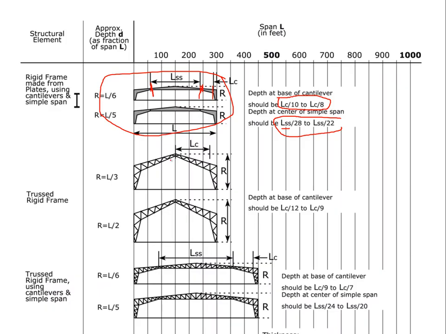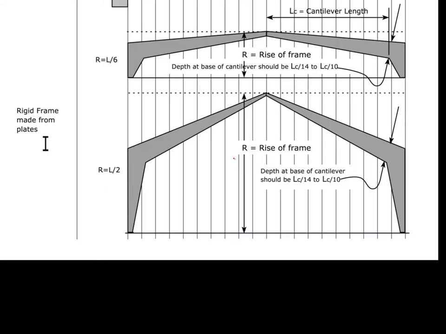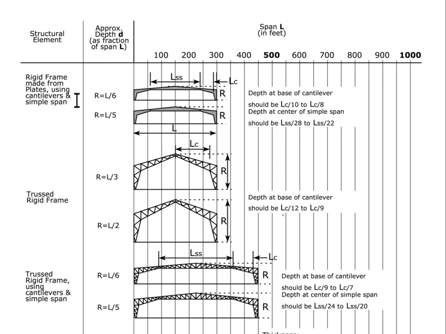So the next kind of structural system is to go back to a simple taper here and a simple taper there for a fairly tall structure. So you'll notice we're replicating, in the case of this geometry, what we saw before for the solid web, which looks something like this. The difference is the solid web has a depth at the root of L sub c over 14 to L sub c over 10, whereas here it's L sub c over 12 to L sub c over 9.